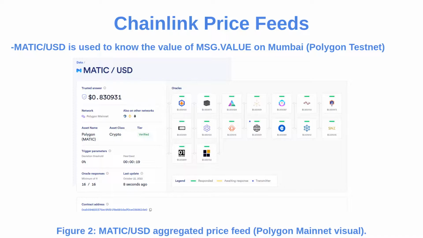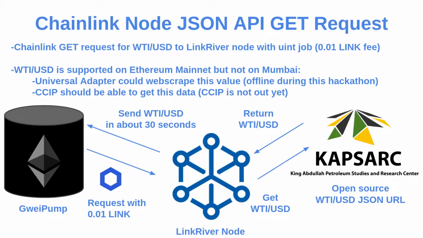The MATIC USD price feed is used to know the USD equivalent to message.value on Polygon Mumbai testnet. Crude oil is supported on Ethereum mainnet but not Mumbai. To get crude oil on Mumbai, a Chainlink node requests a UNT value off-chain for crude oil, which is then stored into the GweiPump contract. CCIP should be able to bridge this data hopefully in the future as well.